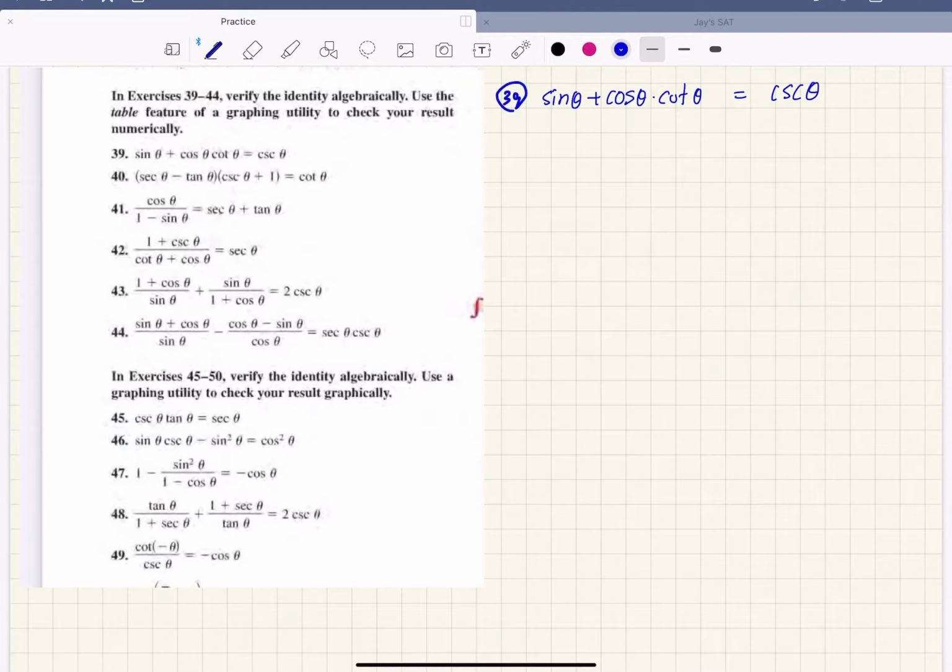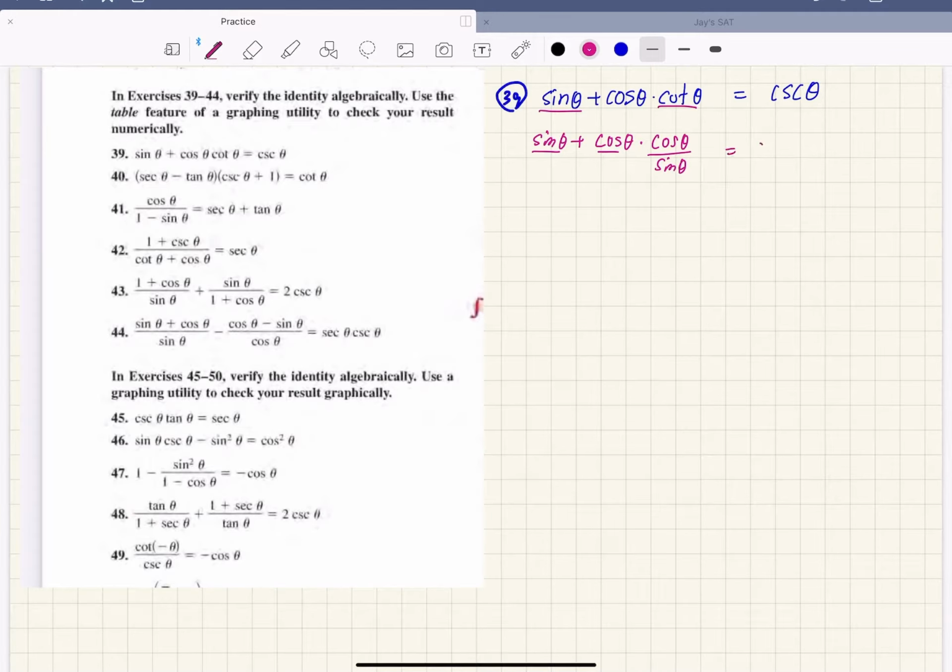Every time you verify trigonometric equations, you have to change one side only. So keep the other side as it is. Usually you better choose the more complicated side to change. So for this question, I'm going to change the left side. Sine theta is just sine theta. Cosine theta is just cosine theta. You cannot change them because they are basic expressions. Cotangent theta, you change to cosine theta over sine theta based on the quotient identity.